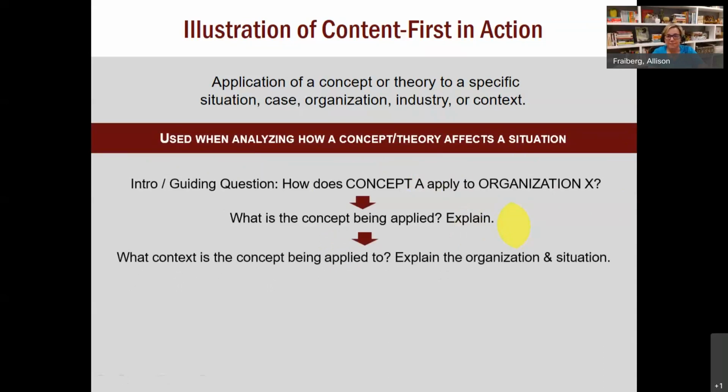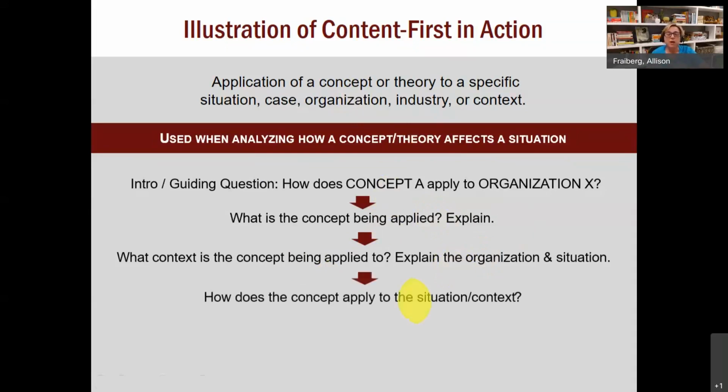By the way, a sentence is not enough explanation for a real concept. Then the next thing you might want to do, now that the concept's explained, is explain what that context is that you're going to apply it to. If it's going to be a certain organization, you should explain that organization and the situation. So, concept, and then the organization.